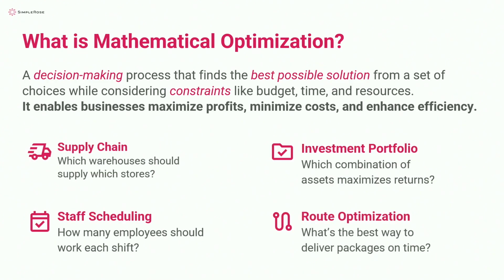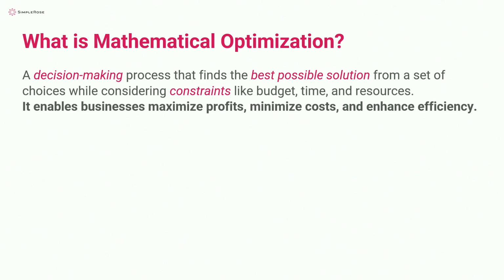You can use this across a wide variety of different business constraints, like supply chain, investment portfolio, route optimization, staff scheduling. All those are really hard NP-hard problems, and we use optimization to solve those.